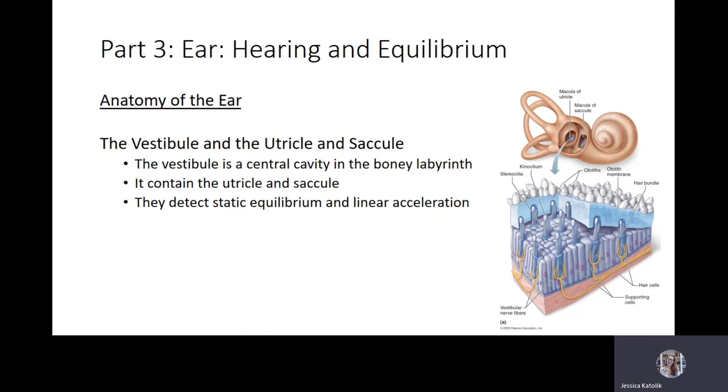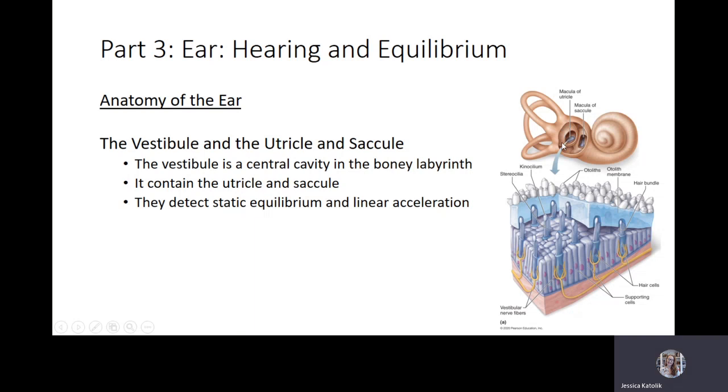Now what I'd like to do is look at the structures that are important for equilibrium and balance. So over here, we are going to have an area called a vestibule. Vestibule means entryway. And within that vestibule, we're going to have two areas. We're going to have the utricle and the saccule. The utricle and the saccule are actually composed of that membranous labyrinth.